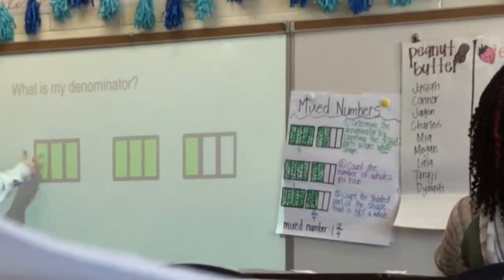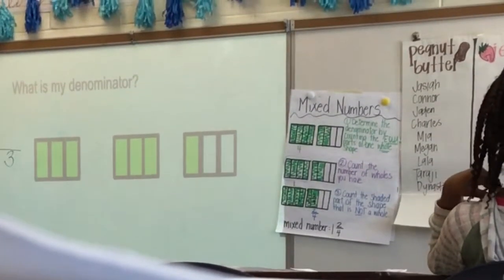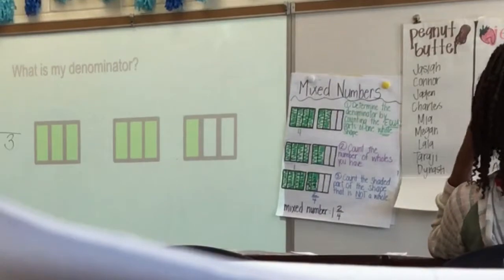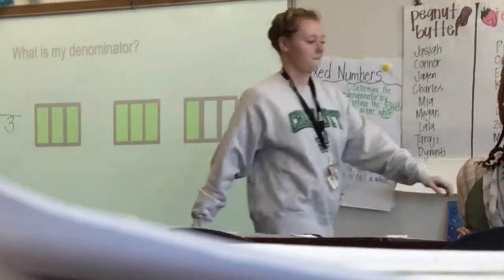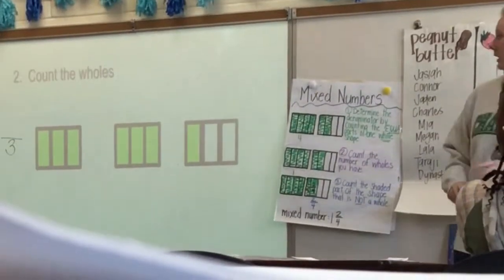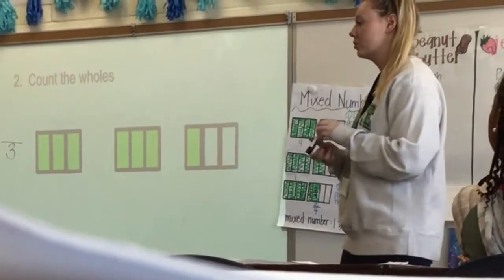So my 1 whole shape, I have 1, 2, 3 parts. So my denominator is 3. Step 2, I have to count the holes.